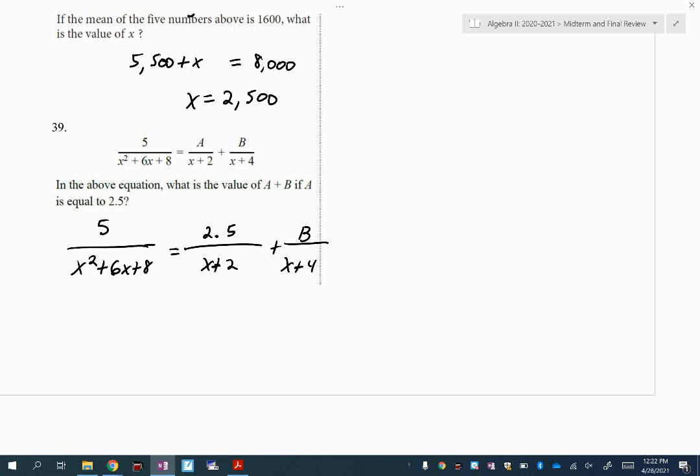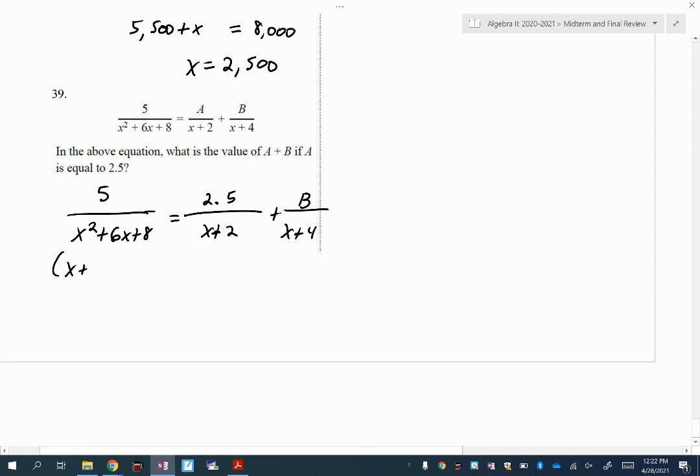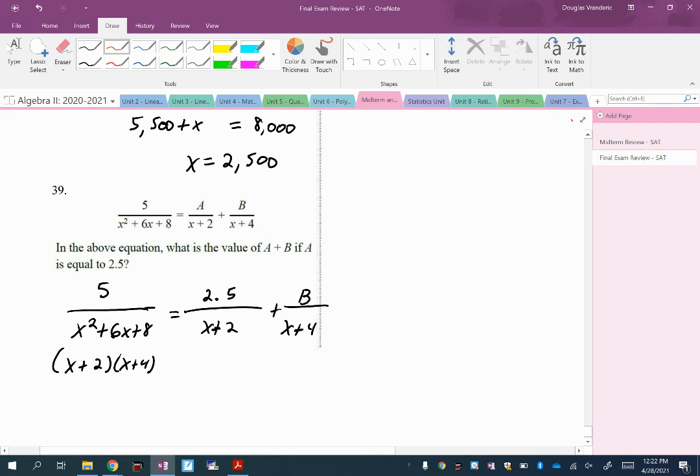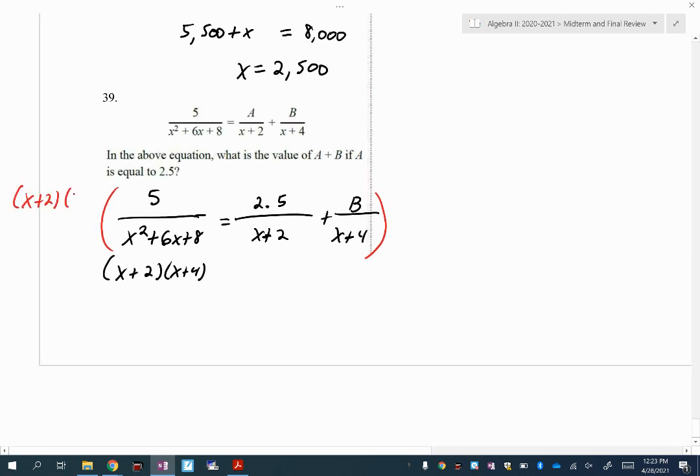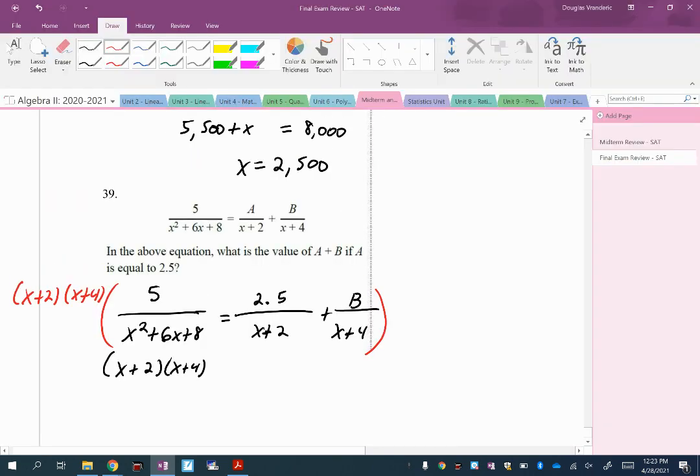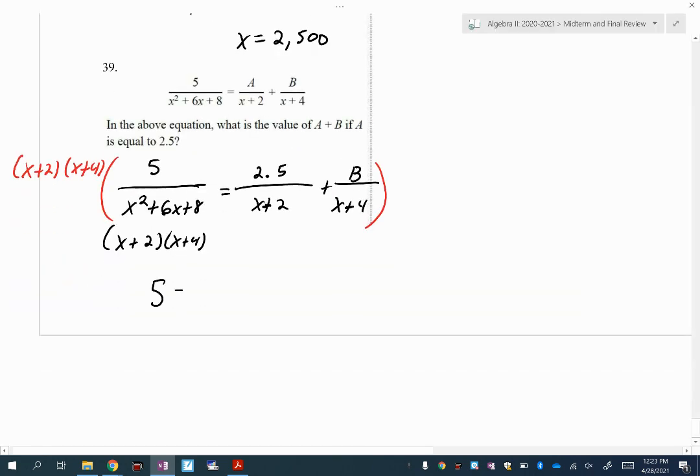That's not it, though, because if you notice, I can actually factor this as x plus 2 and x plus 4. So if I were to isolate b here, if I want to get rid of these denominators, I need to multiply by my LCD, which is x plus 2 times x plus 4. So if I do that, I get 5 equals, so this 2.5 needs to multiply by x plus 4. So 2.5x plus 2.5 times 4 is 10. And then plus b times x plus 2.